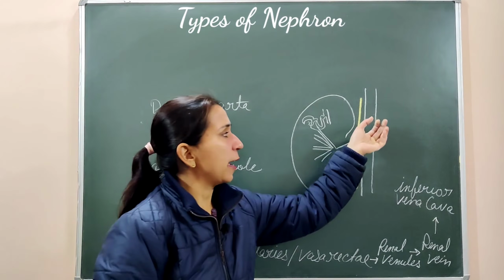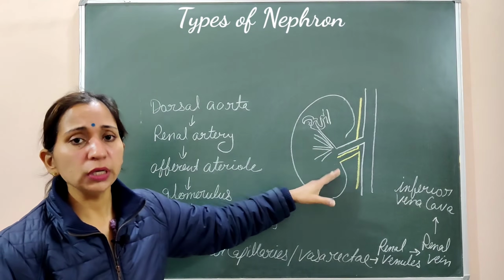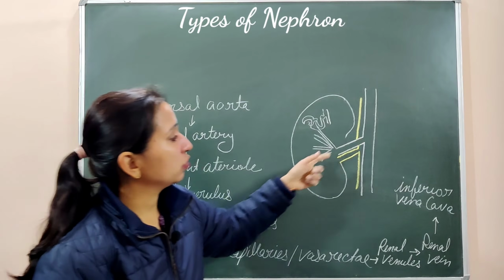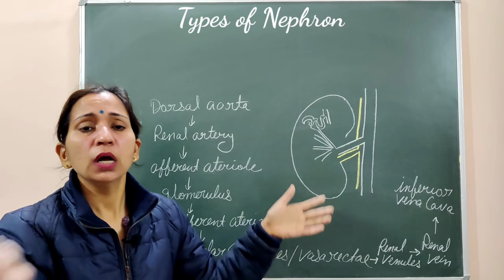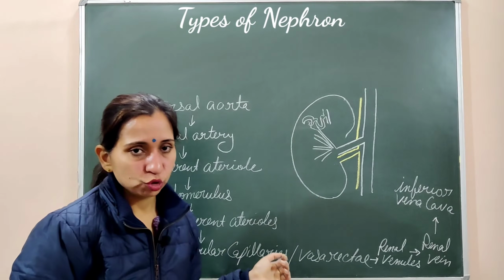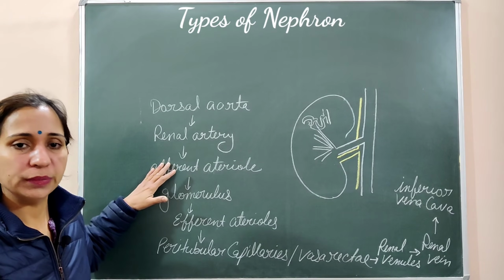The oxygenated blood enters the kidney through the artery known as the renal artery, and this renal artery forms from the dorsal aorta. After entering the kidney, this renal artery will divide into many arterioles, and these arterioles will enter the Bowman's capsule in the form of afferent arteriole.